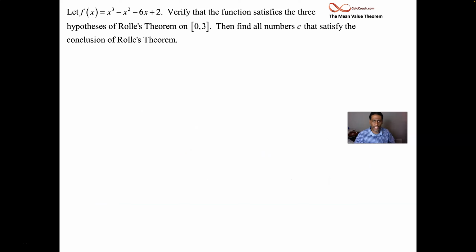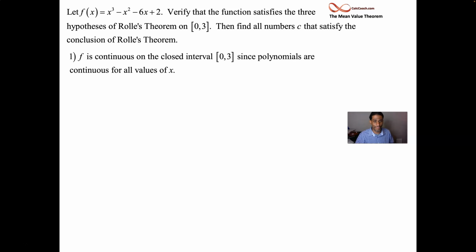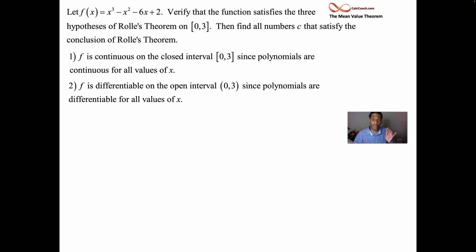Let's get an example. Cubic function, interval is from 0 to 3, and we want to find all the numbers that satisfy this. Okay. Polynomials are continuous everywhere, especially on the interval from 0 to 3. And they're differentiable everywhere, especially on the interval from 0 to 3, not including the endpoints.